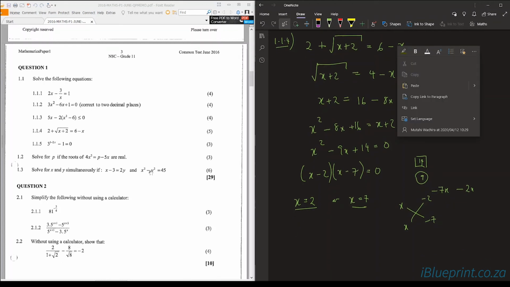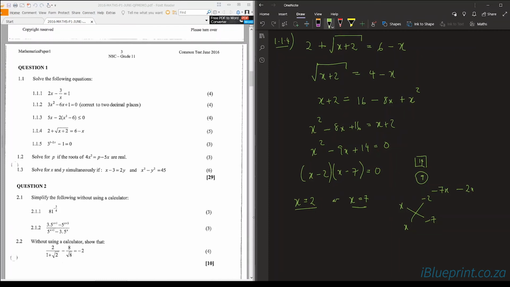So the second solution is not valid. I can write it out explicitly, just on the side here. If x is equal to 7, then the left-hand side gives you 2 plus root of 9, which is 2 plus 3, which is 5. The right-hand side gives you 6 minus 7, which is minus 1. And then the left-hand side is not equal to the right-hand side. So that means x is equal to 7 is not a valid solution.